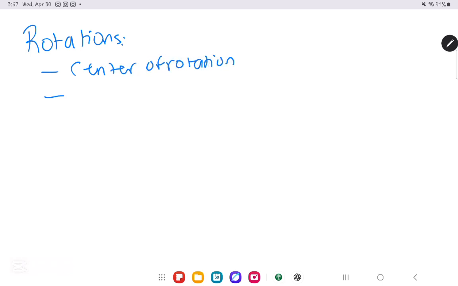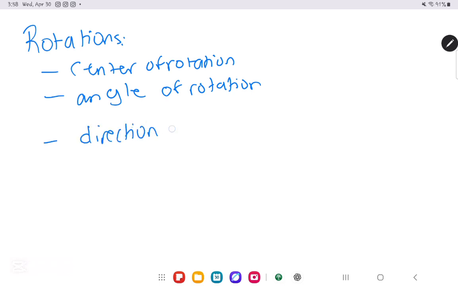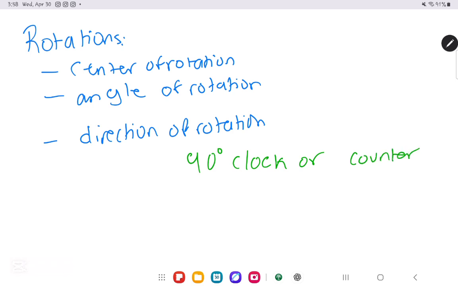We now move on to rotations. Rotations are very important, okay? The three main elements you have to focus on when dealing with rotations are the center of the rotation, the angle of rotation, meaning how many degrees it is being rotated, and finally the direction of rotation. These are the three most important things to focus on when dealing with rotations. They tell you, for example, 90 degrees clockwise or counterclockwise. Here we're dealing with the origin.